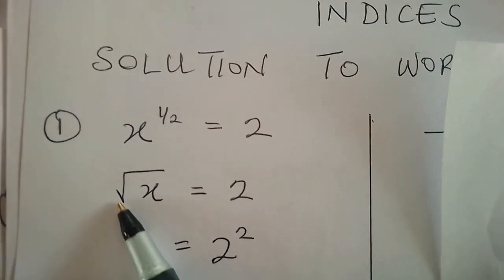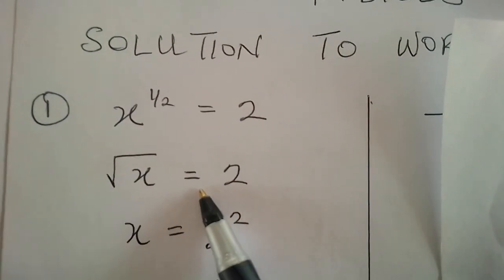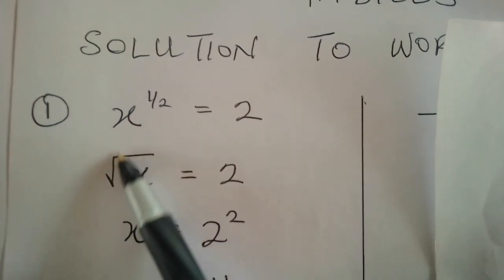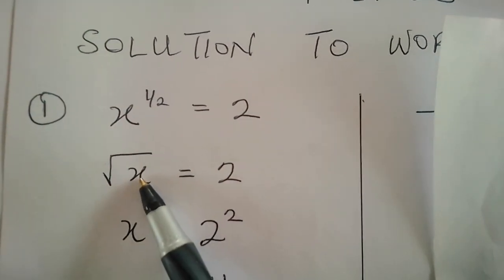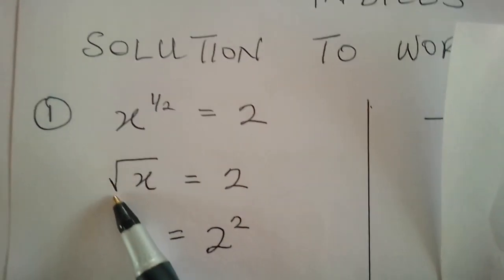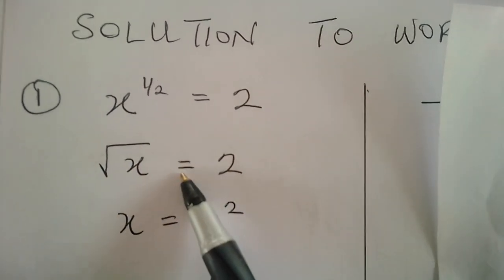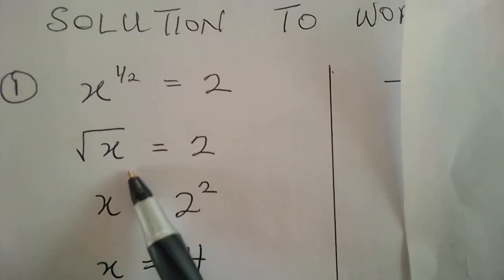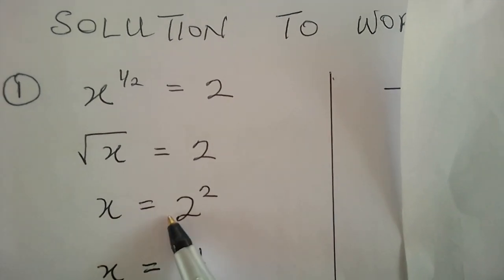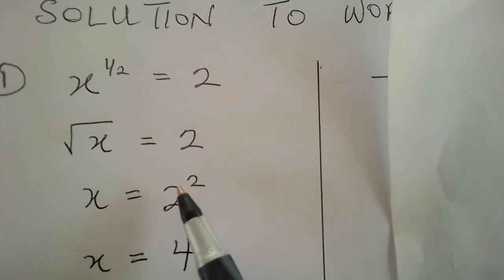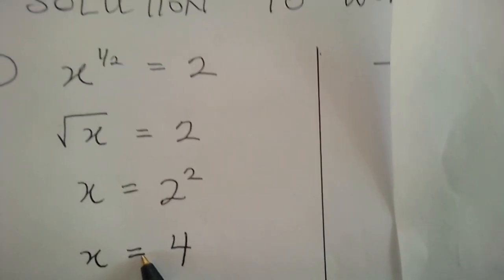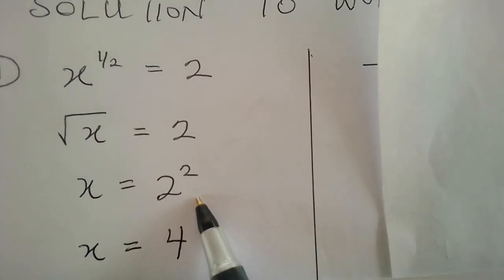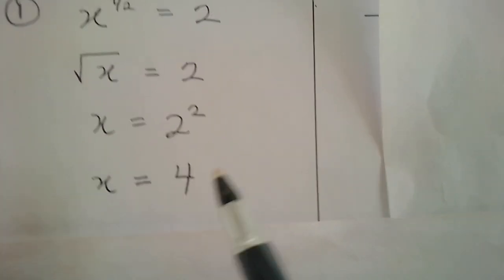So now we have the square root of x is equal to 2. To remove this square root, since we want only x on this side, whenever the square root crosses the equality sign, it will now change to what? Square. So that means you now have x is equal to 2 raised to power 2. So x will now be equal to 2 times 2, which will give us 4.